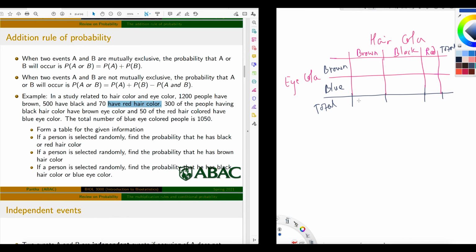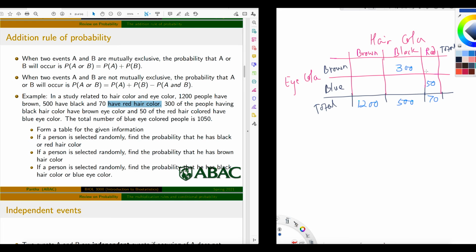Okay. So the total is 1200. 1200 people have brown hair color, 500 people have black hair color, and 70 people have red hair color. Now 300 of the people having black hair color have brown eye color. So you see that total black hair color people are 500, and 300 of them have brown eye color. Then 50 of the red hair color people have blue eye color. See, this row is for blue eye color. The total red hair color is 70, and 50 of them have blue eye color.